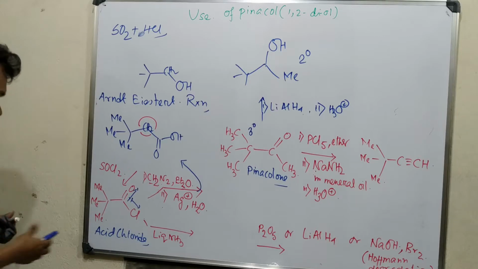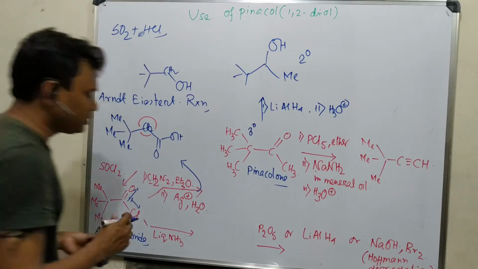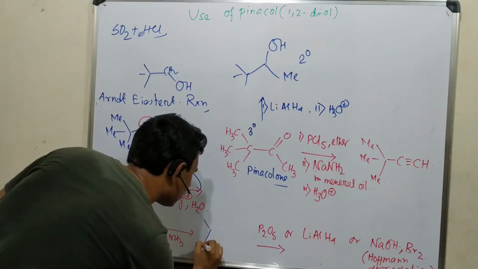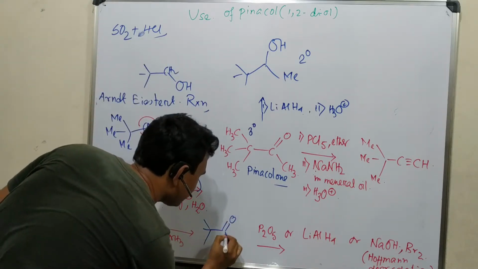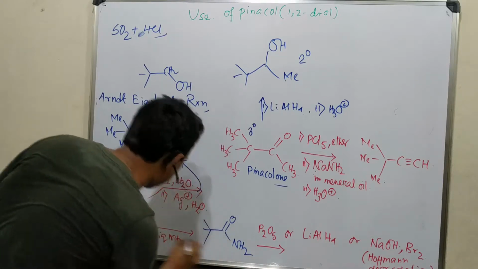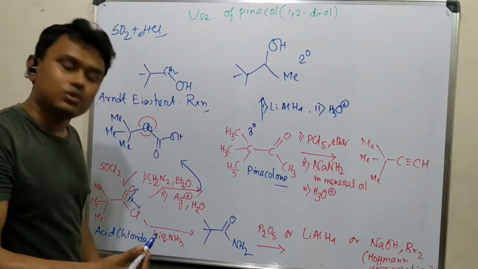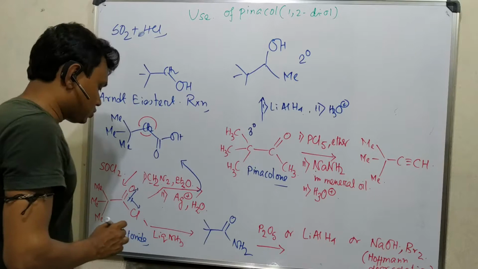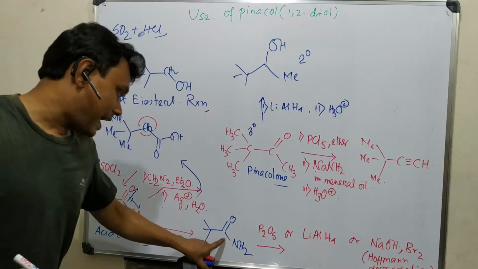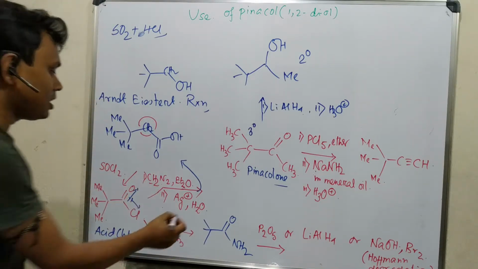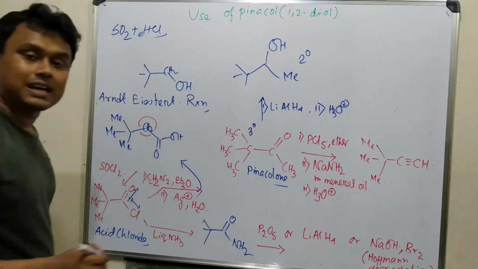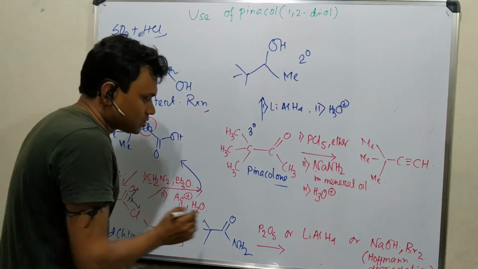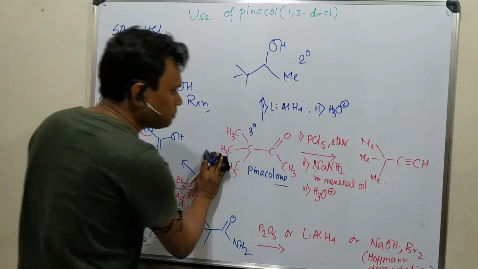So this is acid chloride in presence of liquid ammonia. What will it produce? It will produce the corresponding acid amide. Because it's electron deficient, ammonia will attack here, and HCl will be eliminated to produce the acid amide. So this is tertiary butyl carboxylic acid, or you can say trimethyl acetic acid, acid amide. Fine. So this can prepare many products.